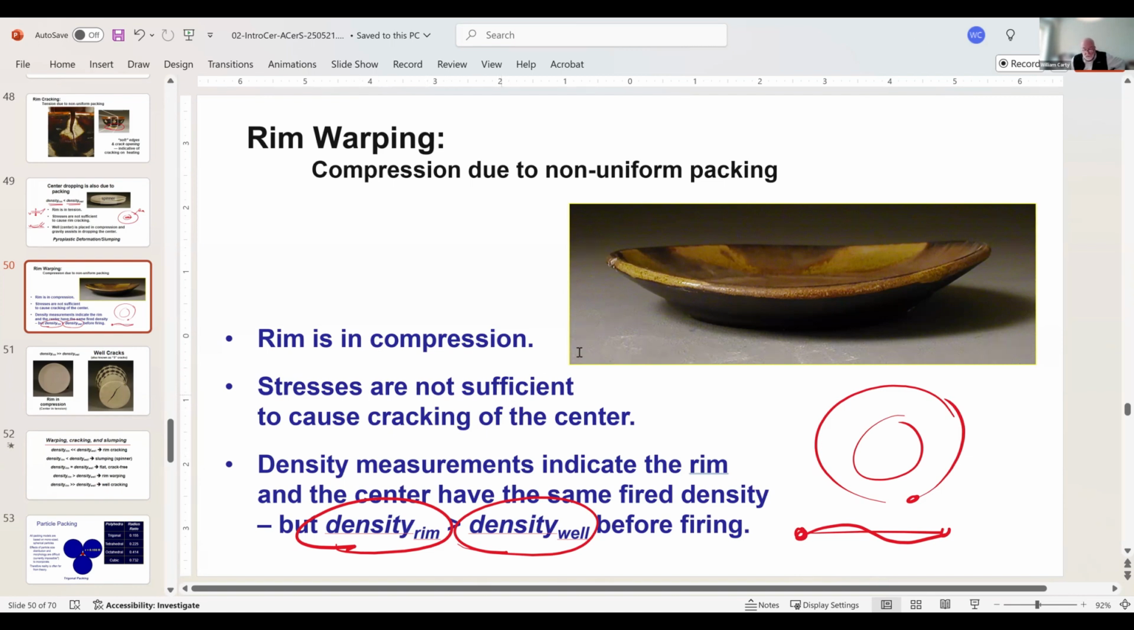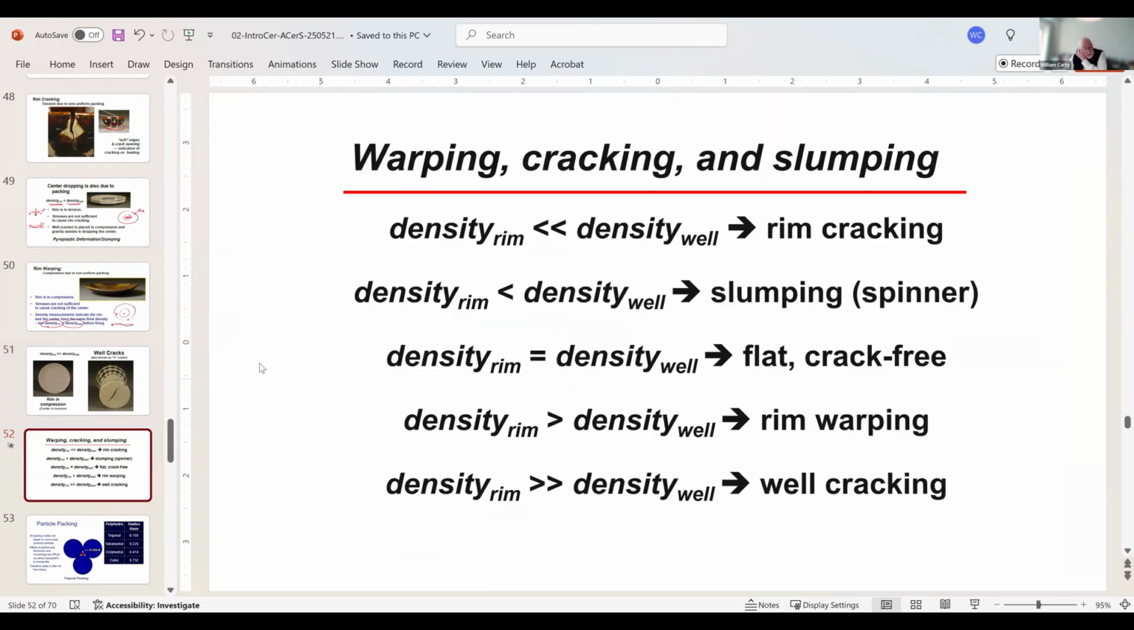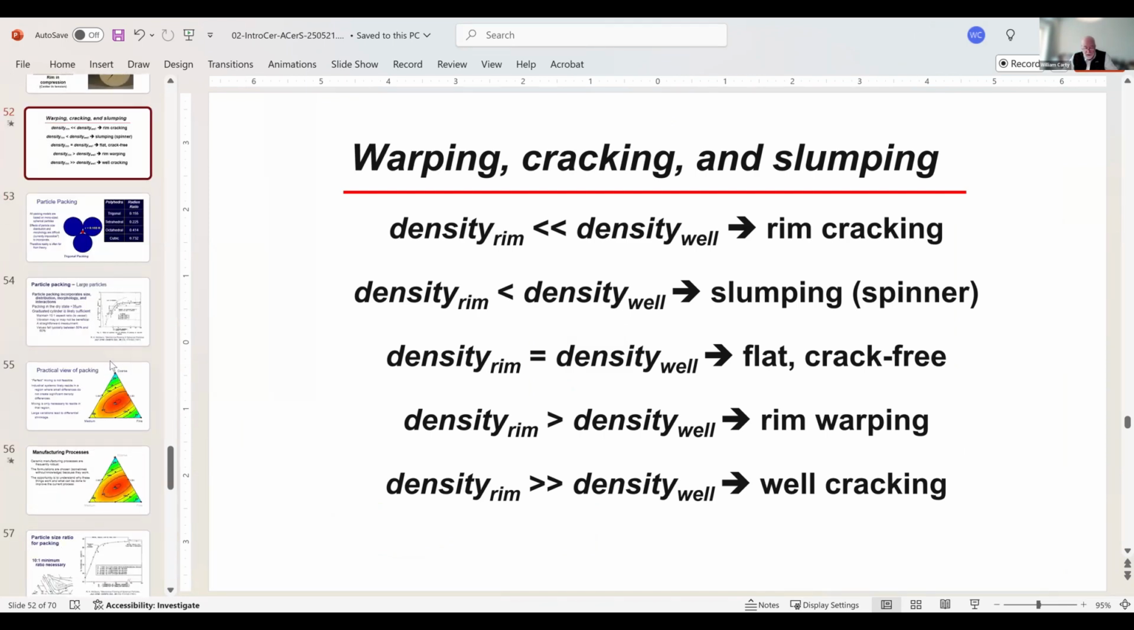And how we know this is that we've taken these apart after the fact, and the density here and the density here are identical, which is another interesting part of sintering. In sintering, everything goes to the same density. So if you're low density to start, it has to shrink more. So your green density causes your shrinkage issues, okay? And then the density of the rim is greater than the density of the well. If it's sufficiently large, then you get a crack in the center. So where we are is here, and I'm going to ignore this for the moment in the efforts of time.